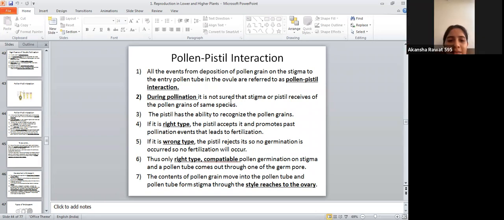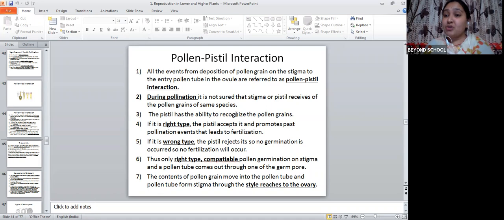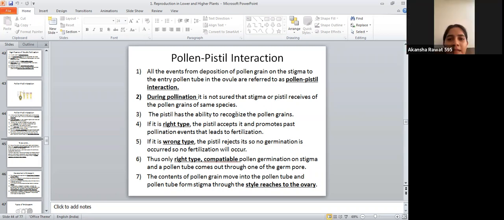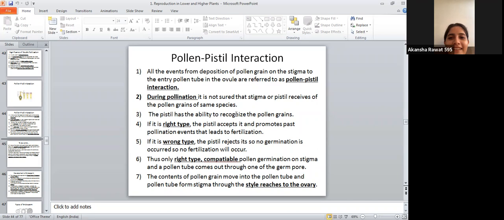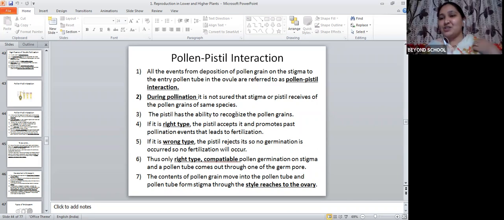Now during this pollination, it is not sure that the stigma or pistil receives the pollen grain of the same species. That's why, the shoe flower is not going to say, "Chalo, now pollen grain of the mango has been deposited on my flower, so today I will reproduce a mango on my plant." The shoe flower will not say it in this way. Or the mango will not say, "Oh, my pollen grain has been flown to the shoe flower, so today I'll grow a shoe flower." It's not like that.